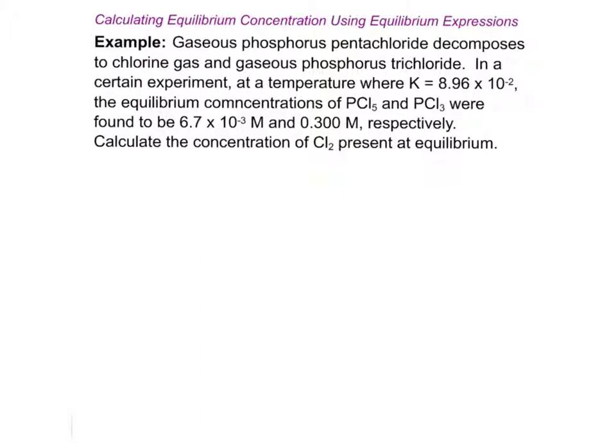Okay, so what if we want to calculate different concentrations when the system is at equilibrium, using that equilibrium expression? Here is a sample problem of that idea. We have gaseous phosphorus pentachloride decomposing to chlorine gas and gaseous phosphorus trichloride. The very first thing we need to do is write a balanced chemical equation. So let's go ahead and do that.